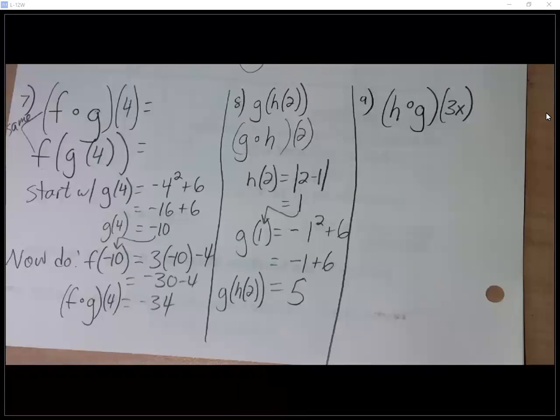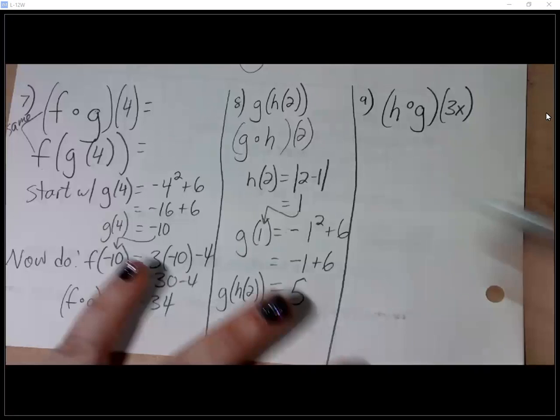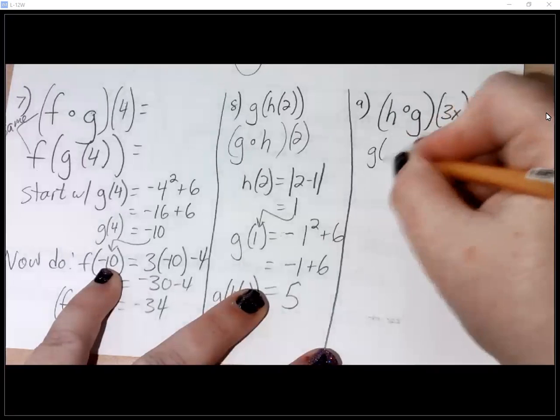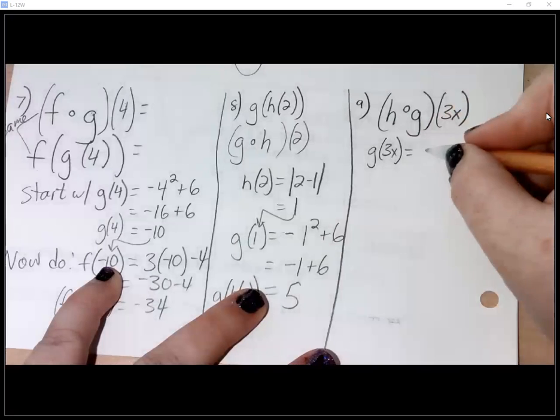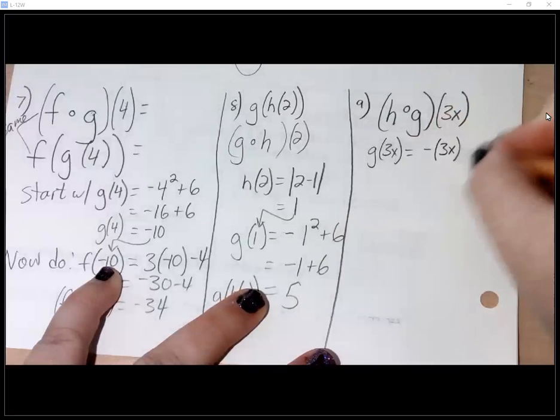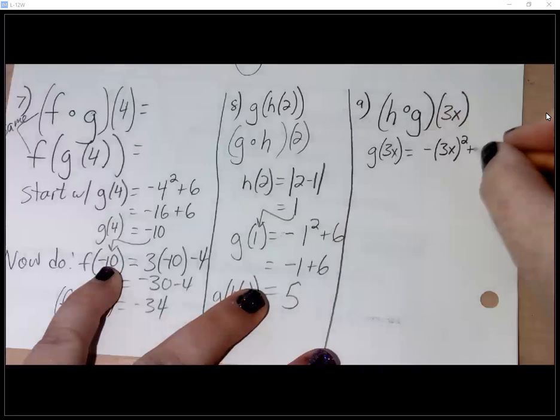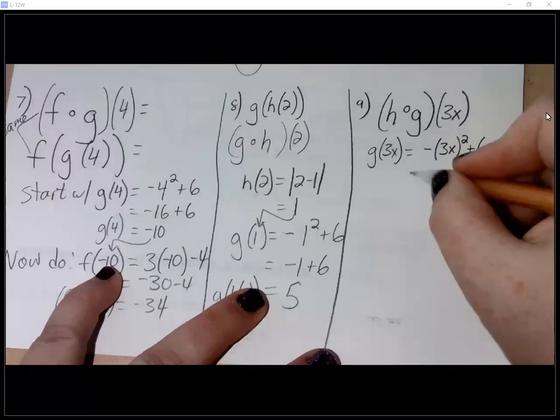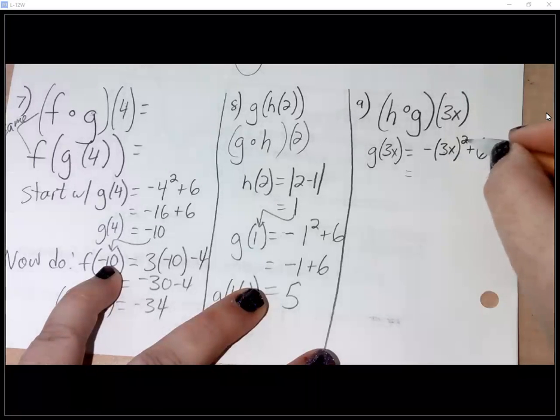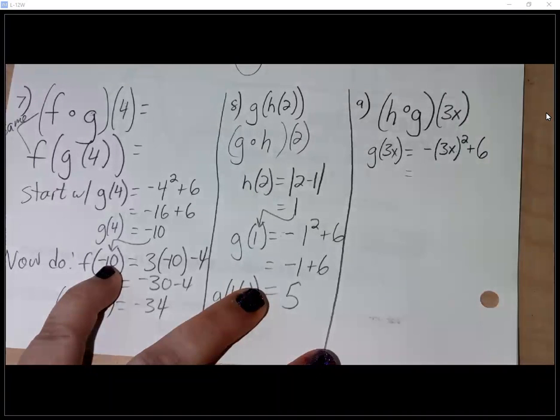I have something different written down. But let's investigate. Let's find g of 3x first. So that would be negative, and then I want to replace the variable with whatever's inside the parentheses, so it would look like that, plus 6. Is that part okay with everybody? All right, let's evaluate this. I'm going to do 3x squared and then take its opposite, so that's going to be a negative 9x squared.